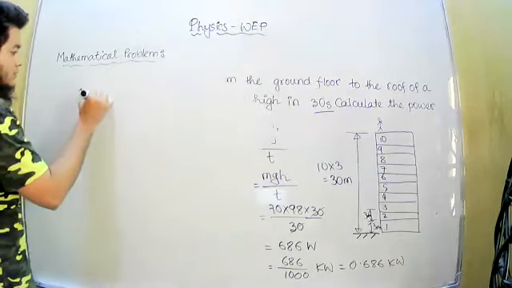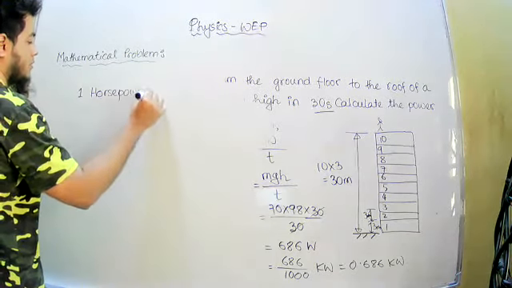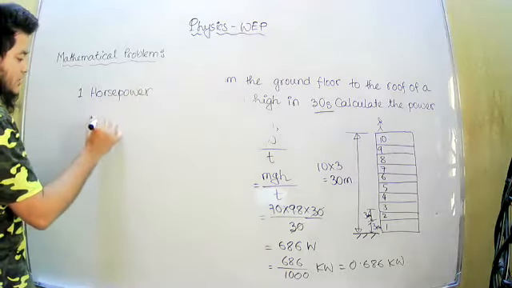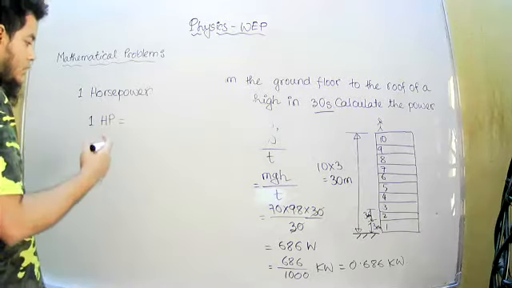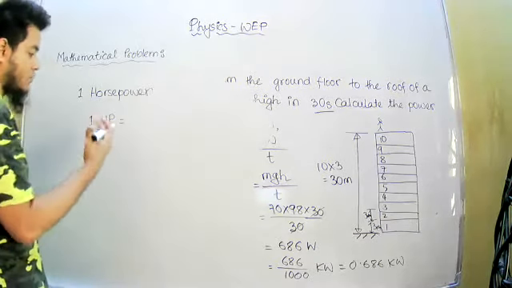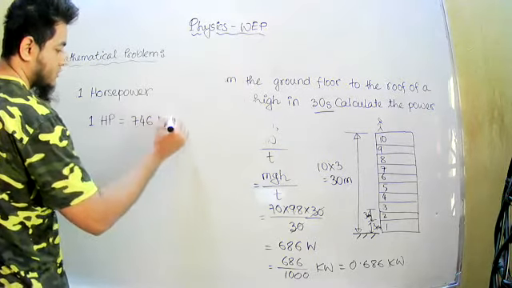Horsepower, which is in short written as HP. 1 horsepower is also a unit of power. Now what is the amount of power? 1 horsepower is equal to 746 watt.